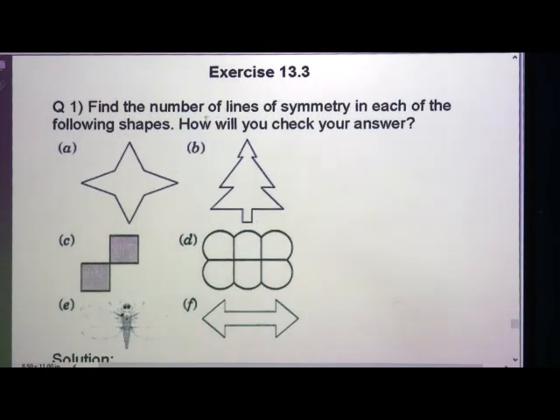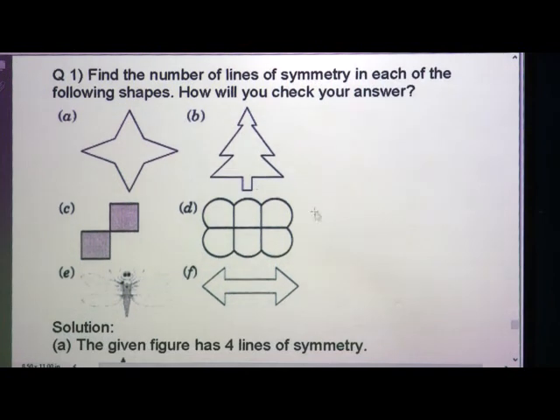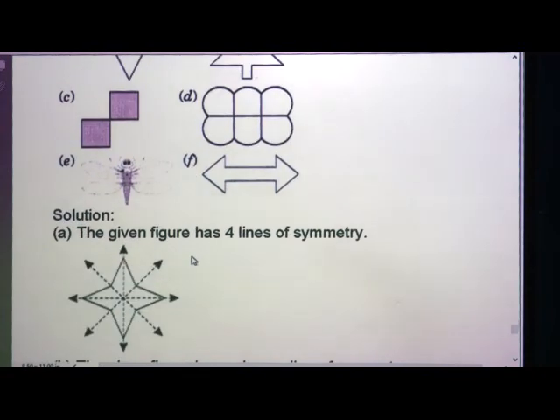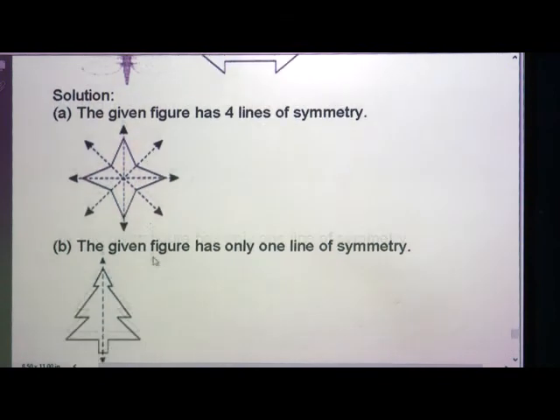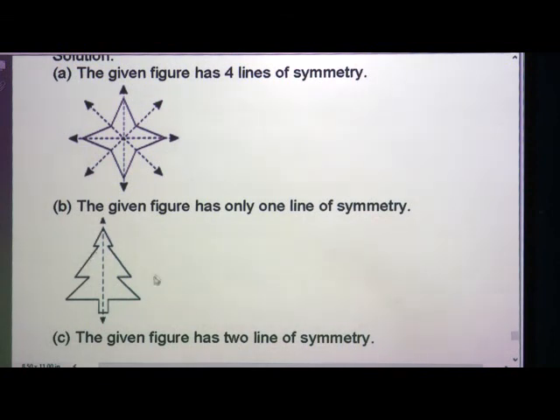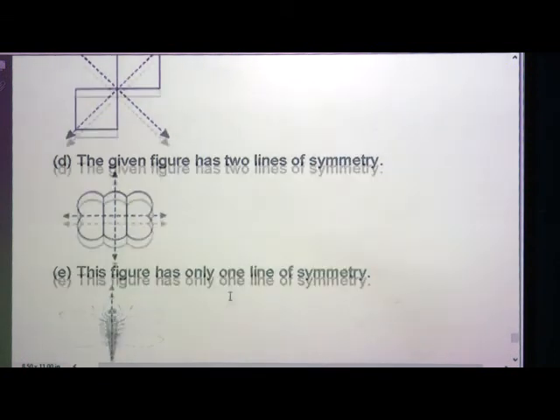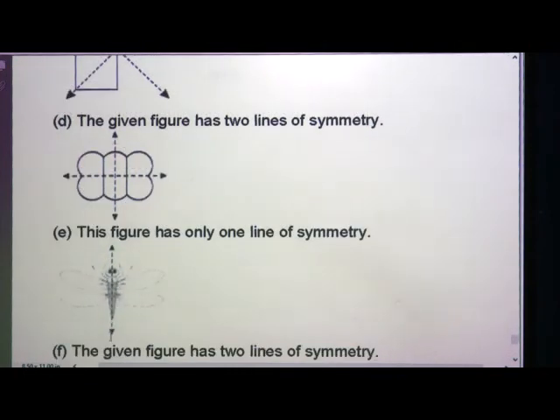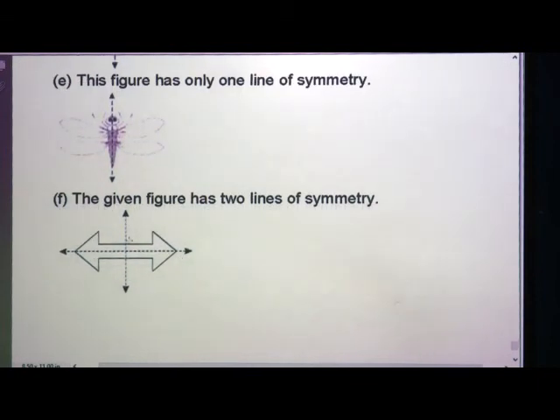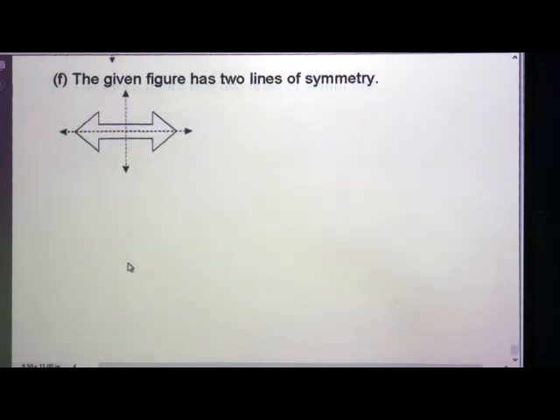13.3. Find the number of lines of symmetry in each of the following shapes. How will you check your answer? So, a few figures are given, we need to show the lines of symmetry. See, for this star we have 1, 2, 3, 4 lines of symmetry. Then for this small tree, we have 1 line of symmetry. Then for this figure we have 1 and 2 lines of symmetry. For this figure again 2 lines of symmetry. Here we have 1 line of symmetry and here we have 2 lines of symmetry.